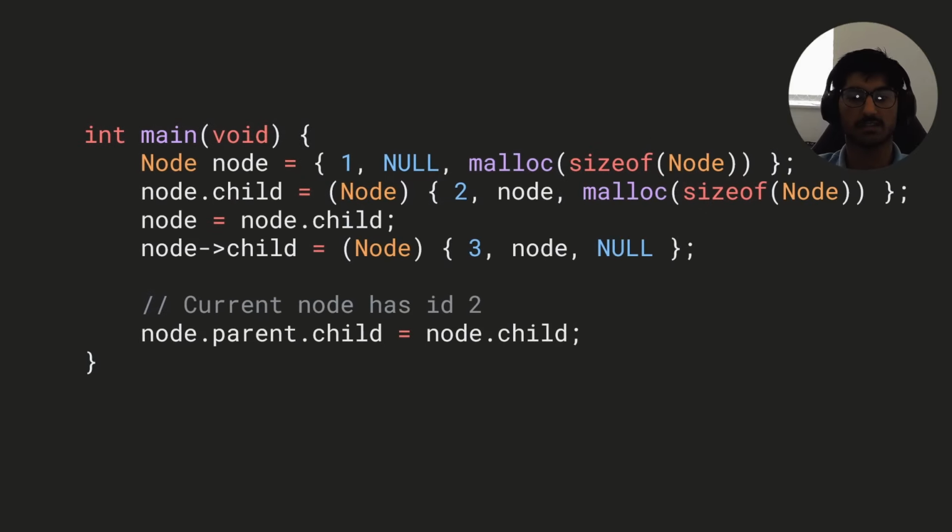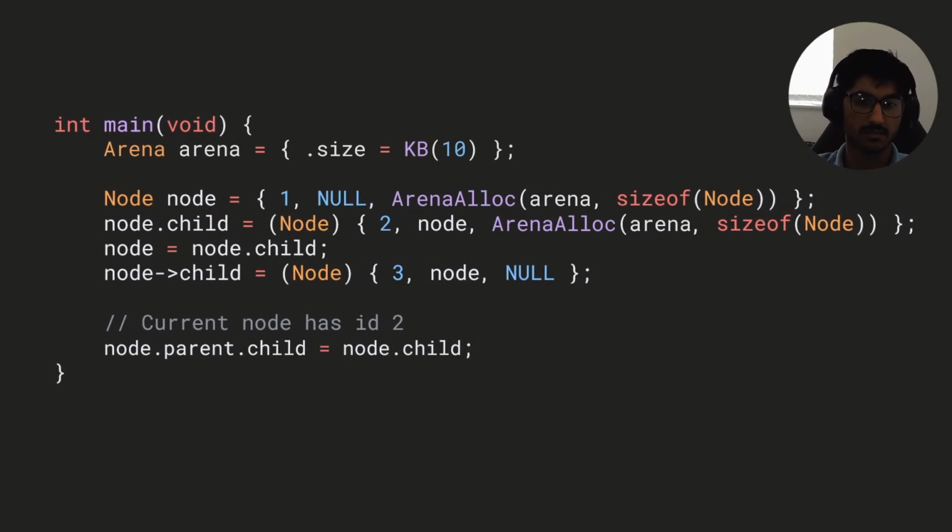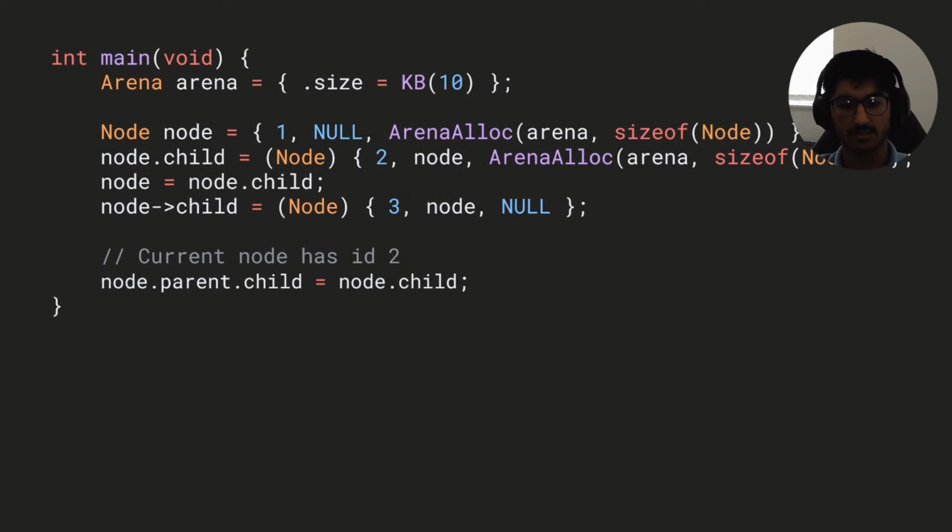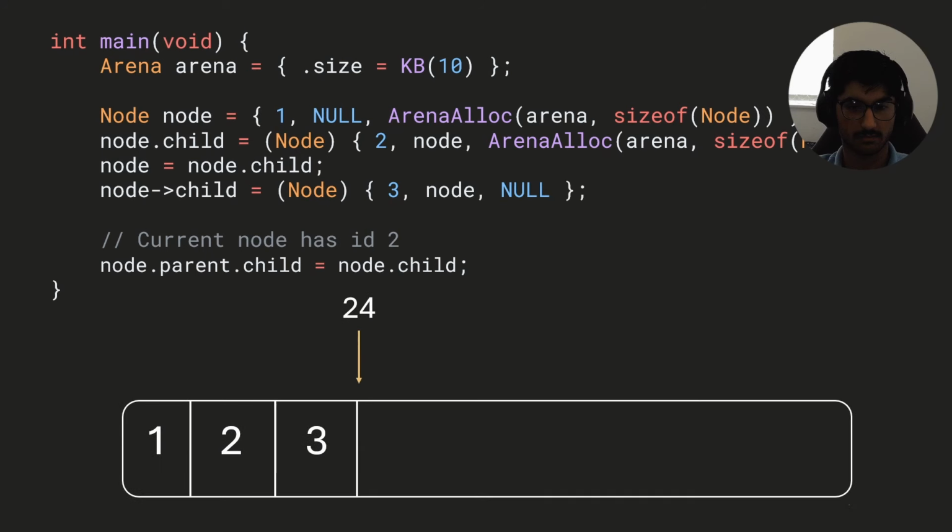Now let's look at the example we had before of the doubly linked list. So I'm going to use arenas instead of malloc to allocate the nodes, and the arena will look like this after I've done all of that. So the offset's 24 because each node is 8 bytes. So 3 nodes, the offset's 24. Now let's say right here I set the child node of node 1 to be equal to node 3. So I just removed node 2 from the linked list.